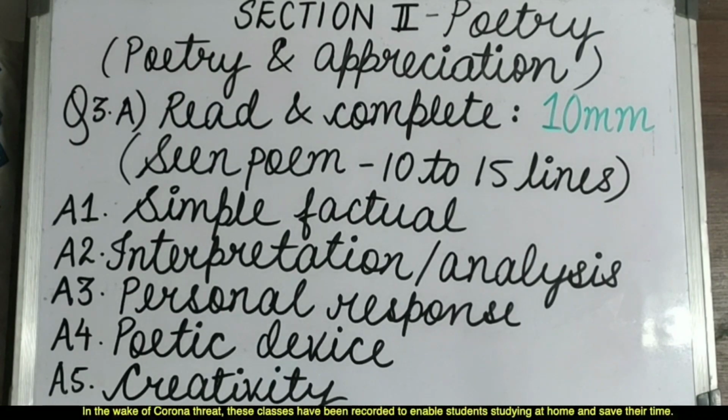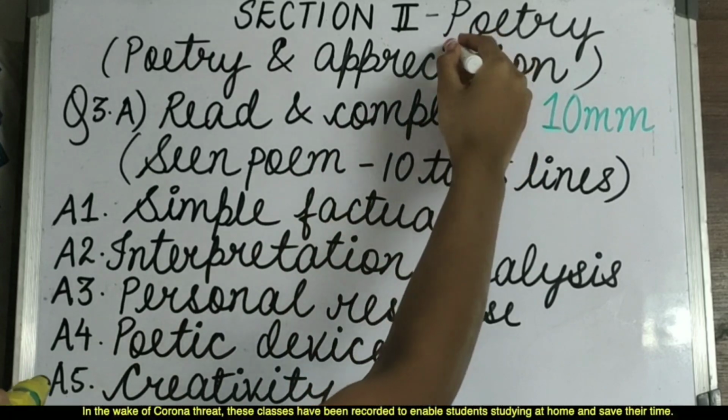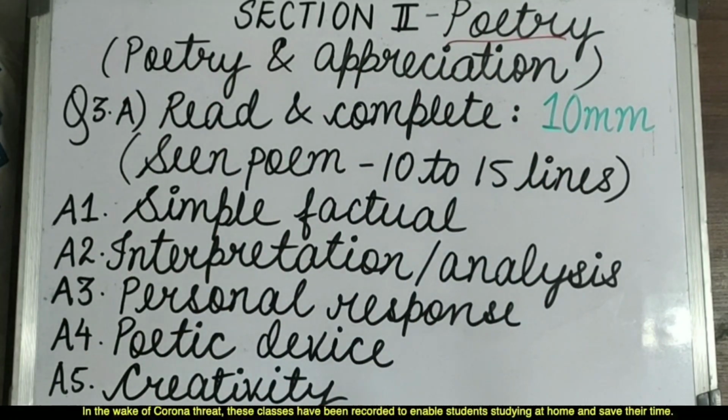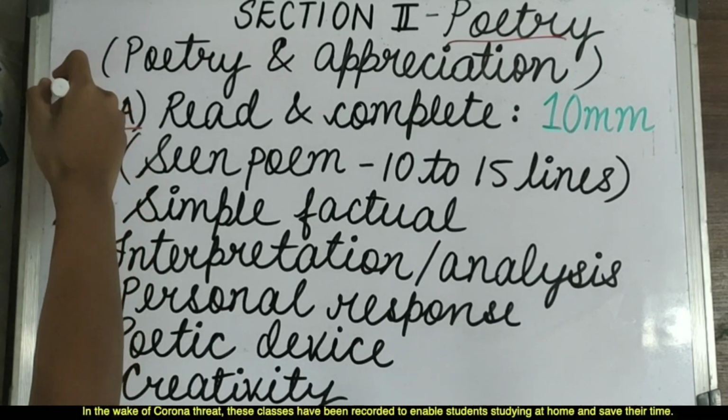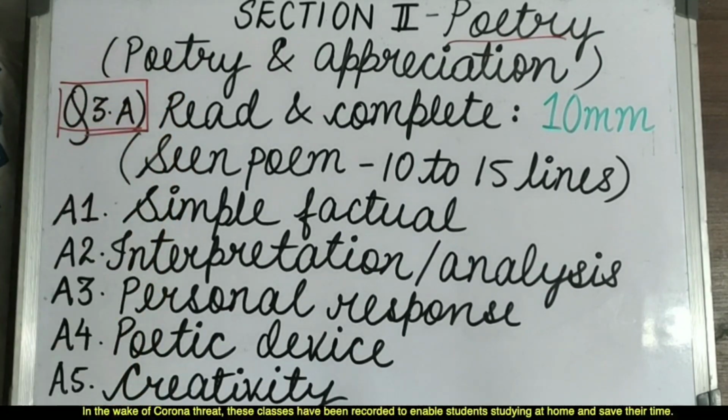So students, now we are going to start with another section of the question paper, that is section 2, that is the poetry section. Okay, so in this section is of poetry and appreciation. So in this section also 2 sub questions of question number 3 are there, question number 3A and question number 3B. So we are going to talk about question number 3A. So question number 3A is read and complete. This carries 10 marks.